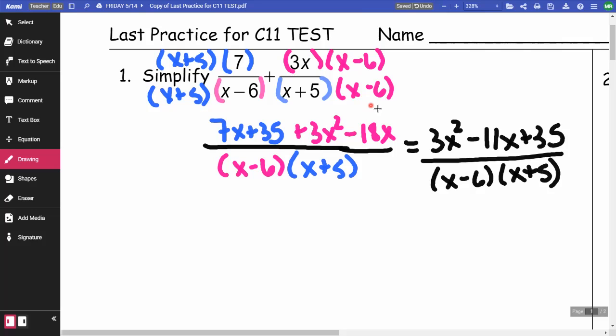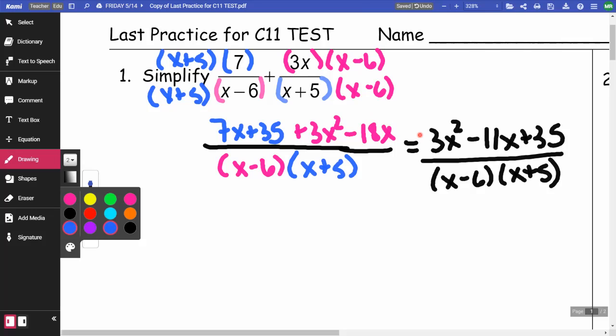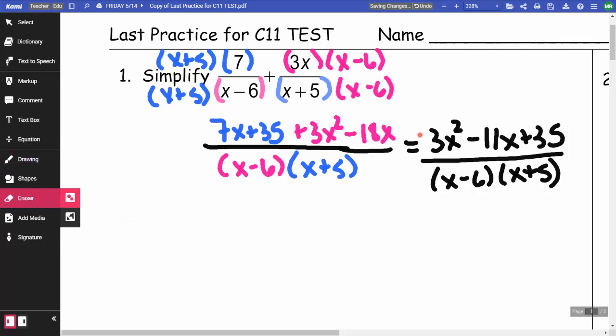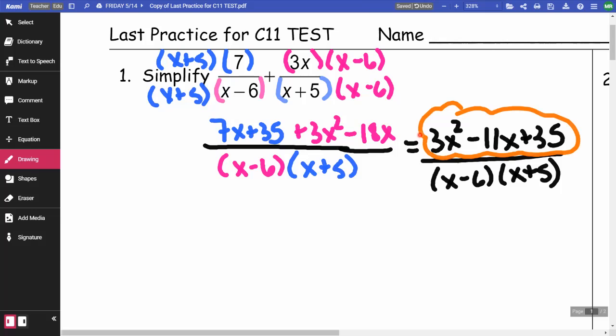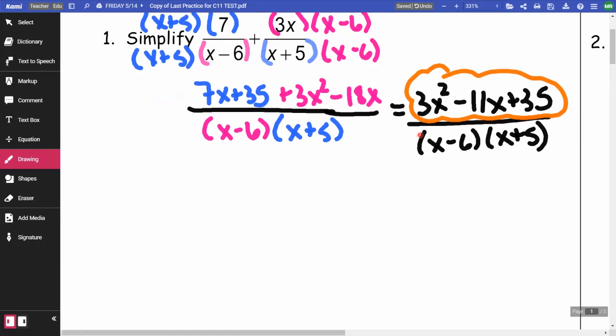And you always want to check to see if we can factor this and possibly simplify it. I'm just going to do this in orange. I'm just seeing if this is going to factor is what I'm trying to do. So I'm looking at this right now to see if I can factor it. And if not, we'll leave it. That would be our answer.